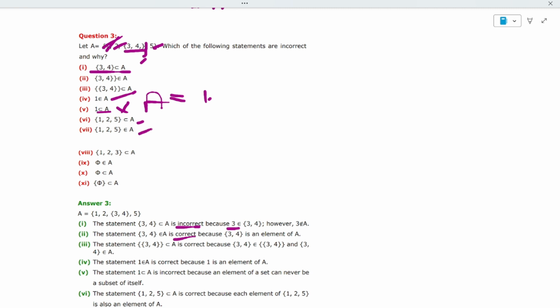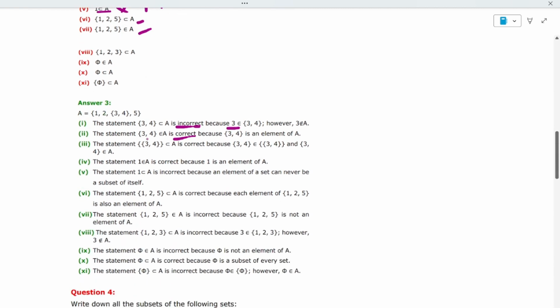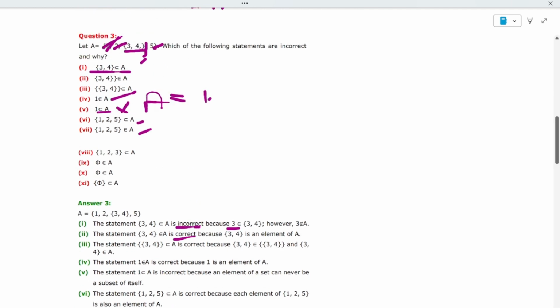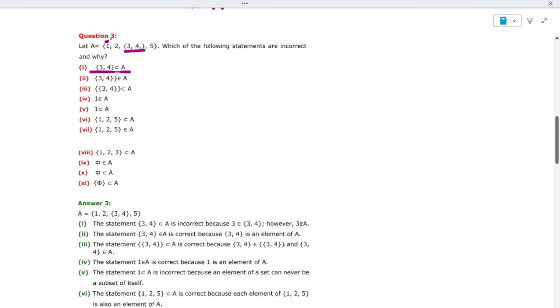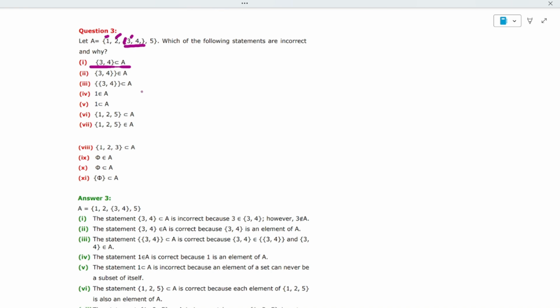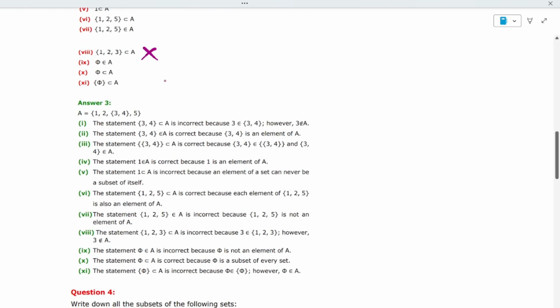That is also correct. Now let's see the 8th question, that is 1, 2, 3 is subset of A. They are asking 1, 2, 3 is subset of A. No, there it is given under another one subset. So it is false. Now let's see the 9th question, that is null belongs to A. No, it is incorrect. So it is having some of the elements. So we say that it is not.